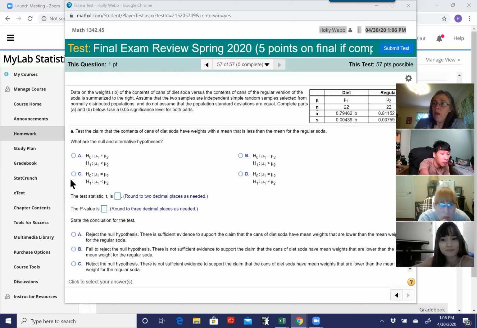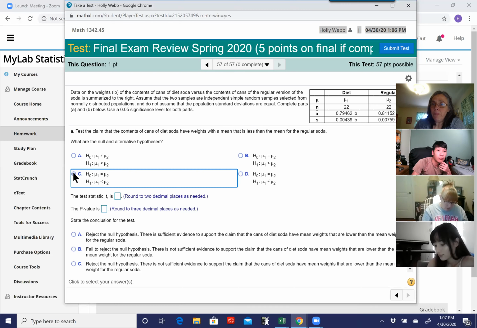Two-tailed? Does it say less than or greater than somewhere? No. Is it left-tailed? It says less than. It does say less than. Yeah, it says that diet soda weighs less than regular soda, so M1 is less than M2. Yeah, this is a left tail test. So this is going to be equal and then less than.